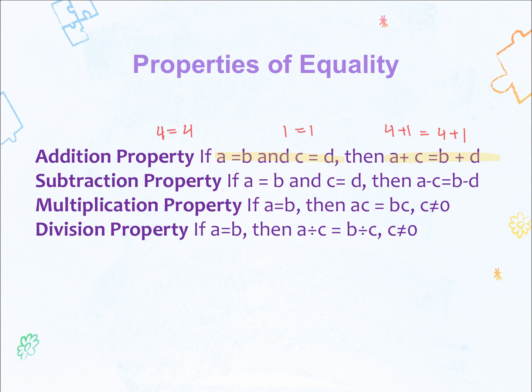And then the subtraction property. If A equals B, and C equals D, then A minus C is going to equal B minus D. I'm going to go ahead and erase this right here and use the same numbers. I have A, which is 4, B, which is 4, C, which is 1, and D, which is 1. It's going to be 4 minus 1 is equal to 4 minus 1. So just showing you that they are equal to each other.